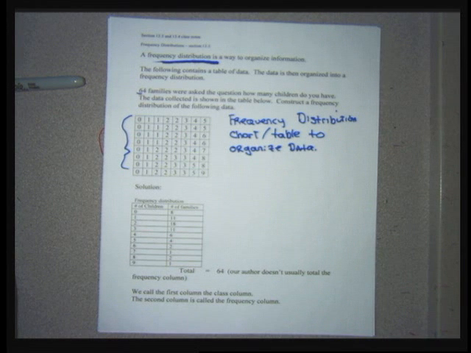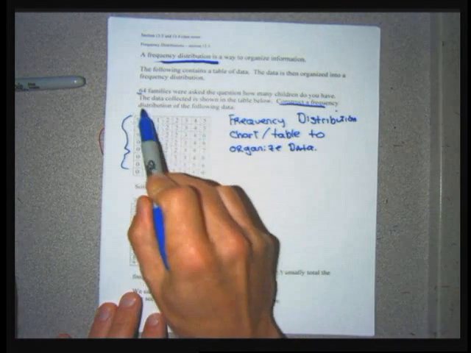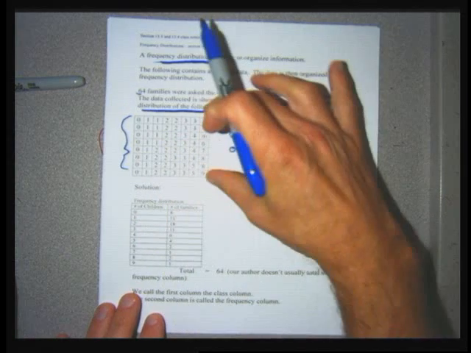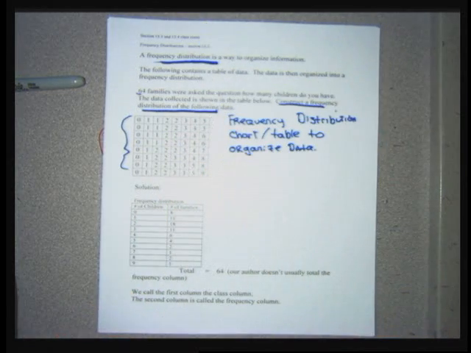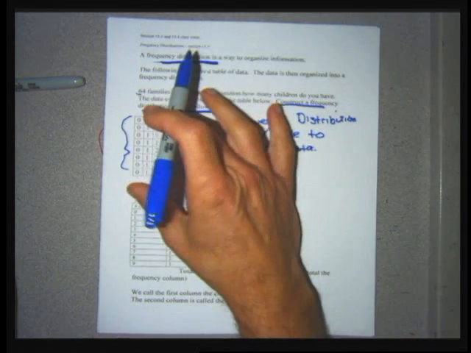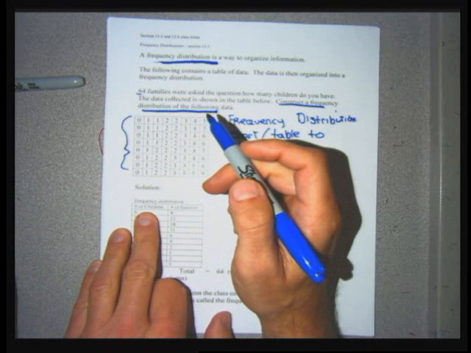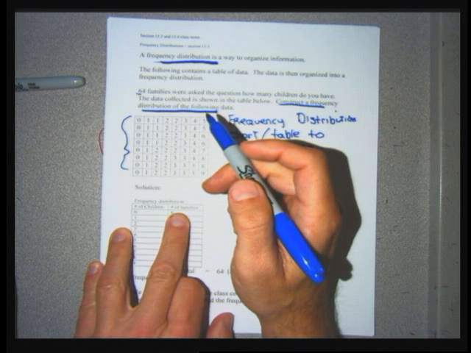The instructions say to take the information and organize the data a little bit better, so construct something called a frequency distribution. A frequency distribution is just a chart that organizes the data, and we organize the data in columns. It makes sense here to make one column for the number of children each family had, and the second column for the number of families that had that many children.